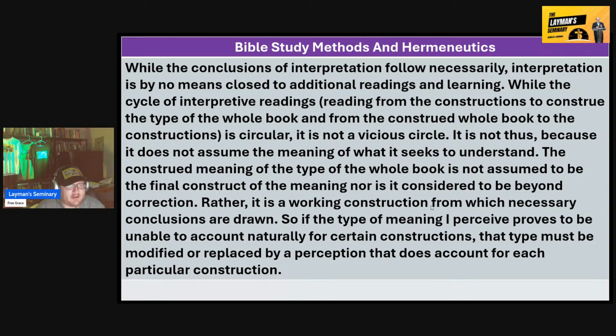While the cycle of interpretive readings, reading from the constructions to construe the type of the whole book, and from the construed whole book to the construction, is circular, it's not a vicious circle. It is not thus because it does not assume the meaning of what it seeks to understand. The construed meaning of the type of the whole book is not assumed to be the final construct of the meaning, nor is it to be considered beyond correction. Rather, it's a working construction from which necessary conclusions are drawn. So if the type of meaning I perceive proves to be unable to account naturally for certain constructions, that type must be modified or replaced by a perception that does account for each particular construction.